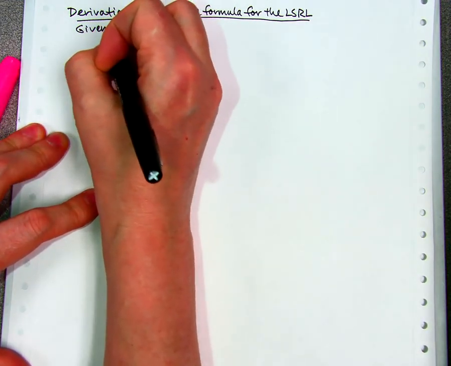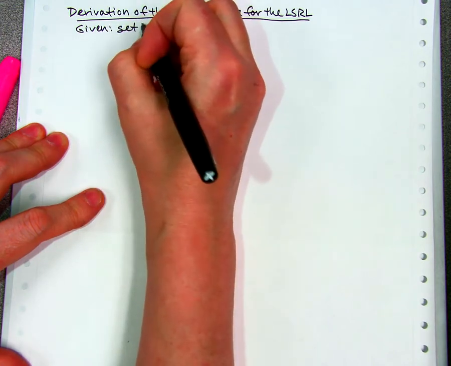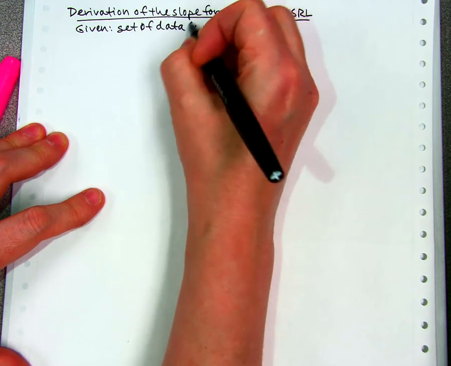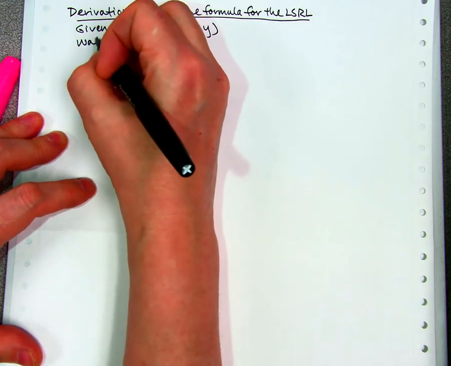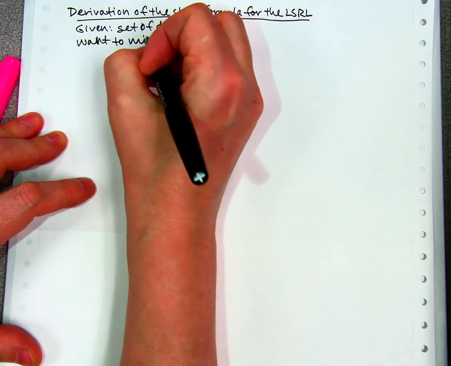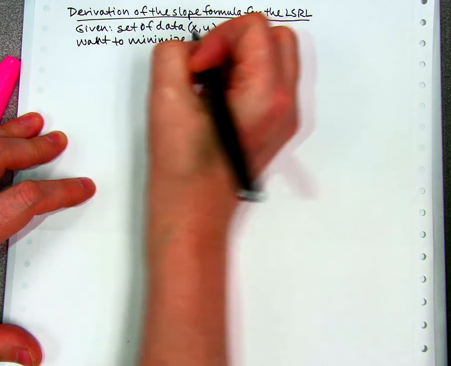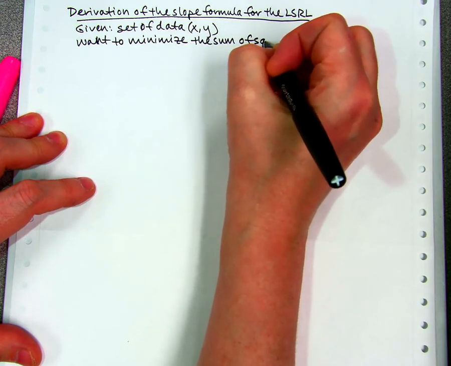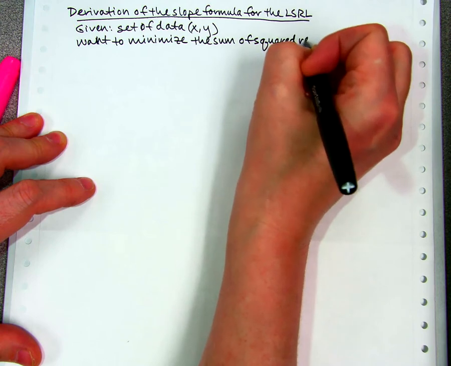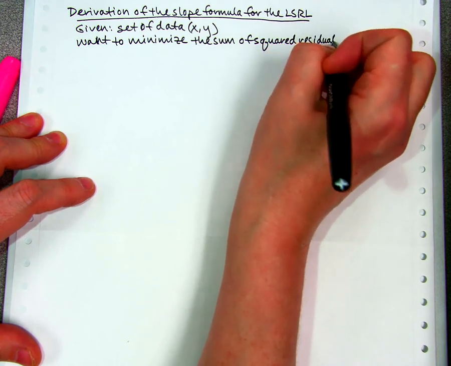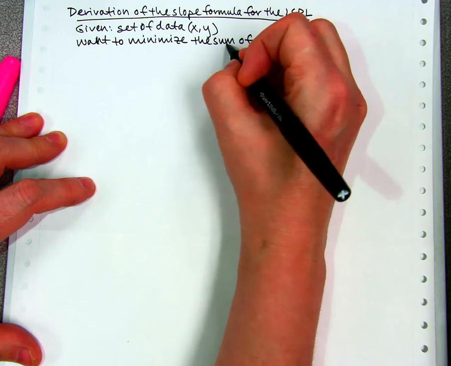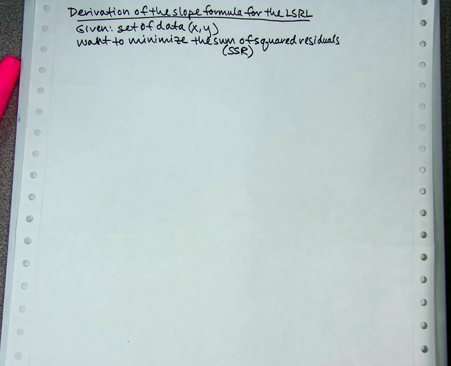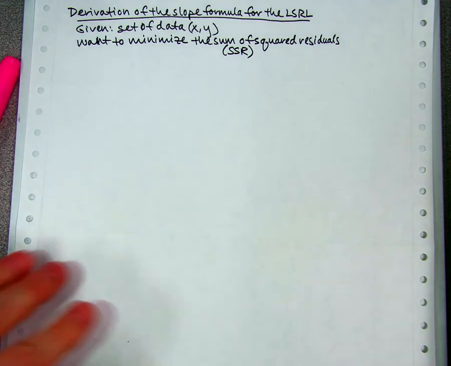Given we have a set of data in ordered pairs, x comma y, and we want to minimize the sum of the squared residuals. That's a lot to write out, so I'll tell you the abbreviation for that. SSR is the sum of squared residuals. We want to minimize that. We want to make it as small as possible, and that's what I'm going to show you how to do.